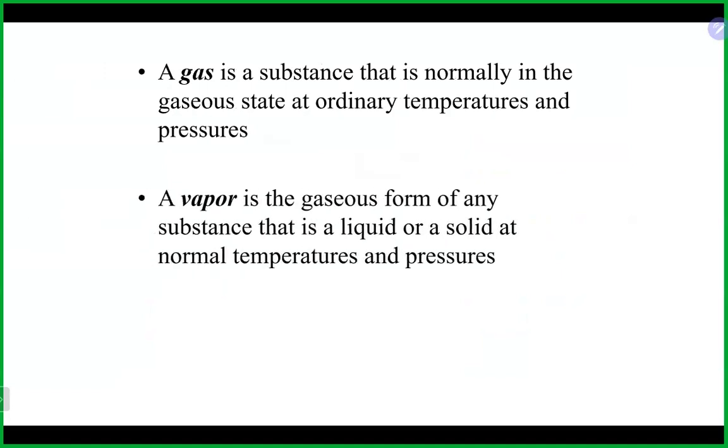So this is also a good time to talk about a difference between two words that are sometimes used interchangeably with gases, but they really probably shouldn't. One is a gas, and a gas is a substance that normally would be in the gas phase under normal conditions. Now, a vapor, on the other hand, is a substance that is normally either a liquid or a solid under normal conditions, but you have converted into a gas.